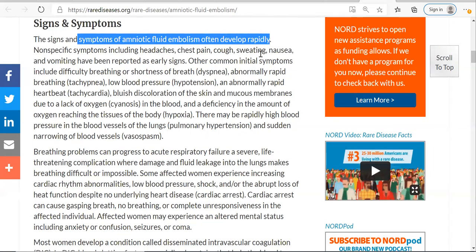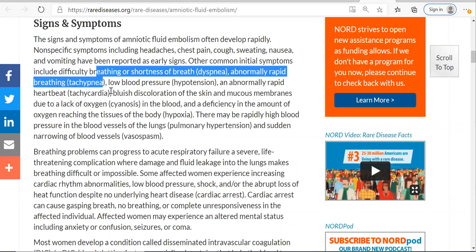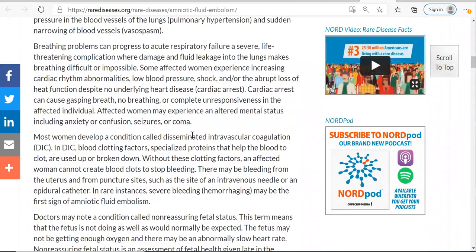Signs and symptoms: the symptoms develop very rapidly. Initially, the patient starts to have difficulty breathing or shortness of breath, abnormally rapid breathing, which is tachypnea, low blood pressure, and abnormally rapid heartbeat, which means tachycardia. So the patient will go into shock, hypotension, tachycardia. Now, a very important finding is this: that means it's an embolism. It causes shortness of breath and hypoxia and increased respiratory rate, which is tachypnea. And also the patient can develop cyanosis, hypoxia, and later on pulmonary hypertension. Mainly, the first thing that happens is cardiorespiratory failure.